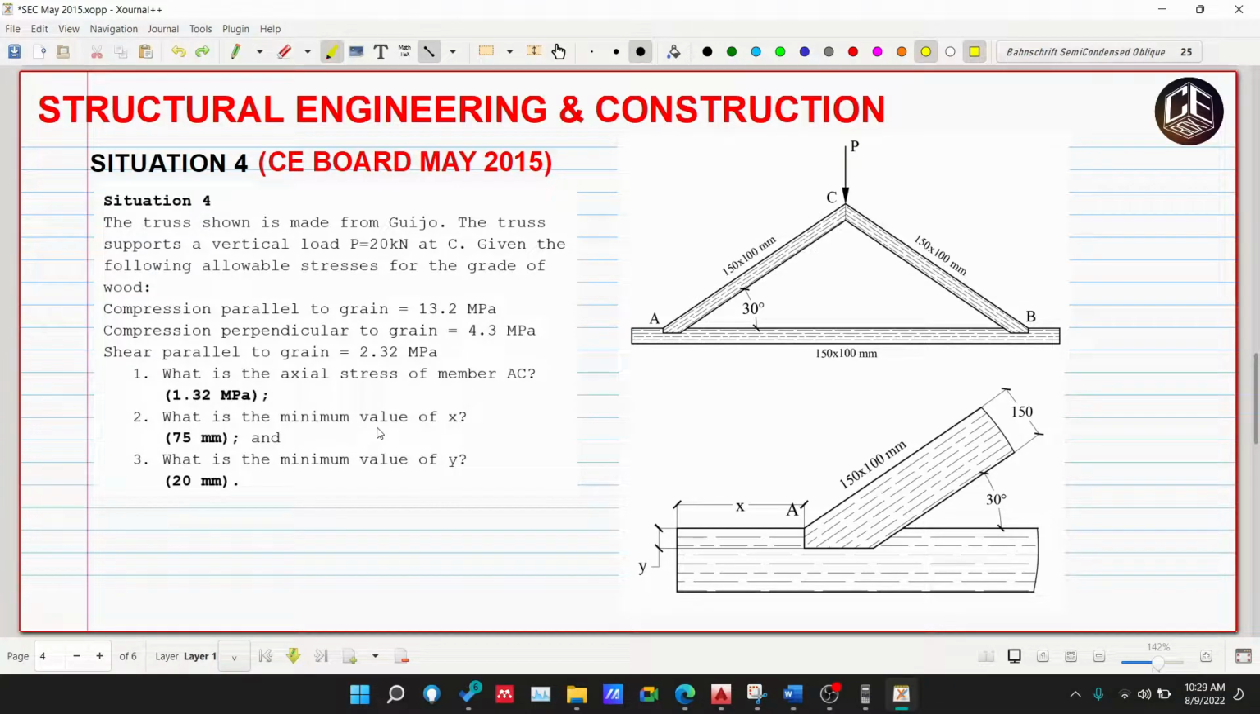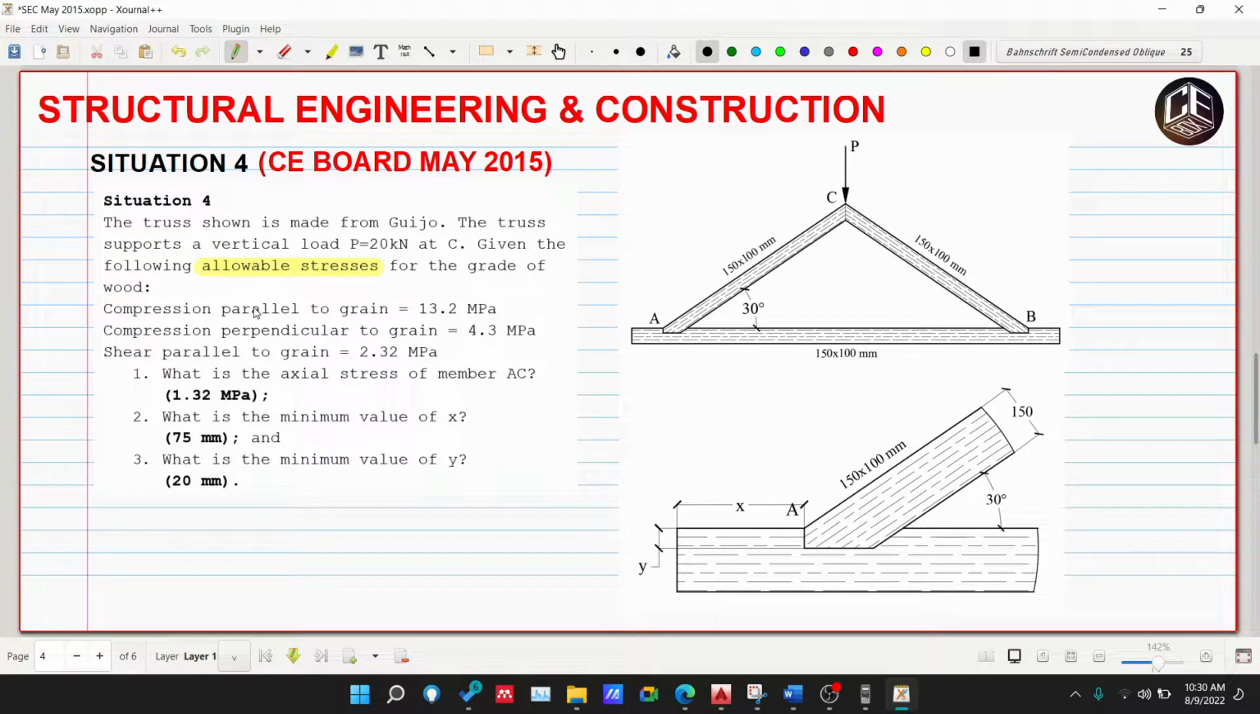Number 2, what is the minimum value of X? Ito yung ating X. And what is the minimum value of Y? Okay, so nakalagay rito allowable stresses, no? So if we say allowable stresses, ito lamang yung allowed na stress na pwedeng carry ng isang member. So meron naman siya mga iba't ibang condition.